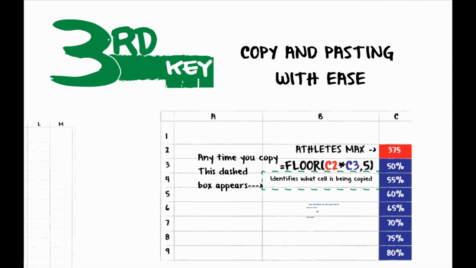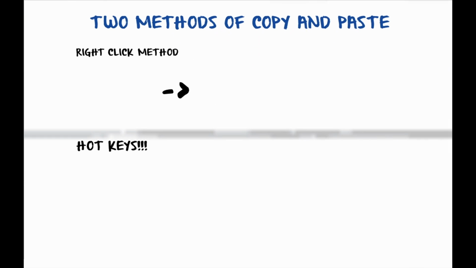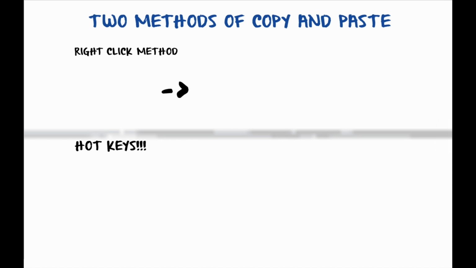Jumping straight into the third key, anytime you copy a cell, this dash box appears. This animated box identifies which cell is being copied. Here are 2 additional methods to copy and paste. First, you can use the right-click method or the hotkey method.